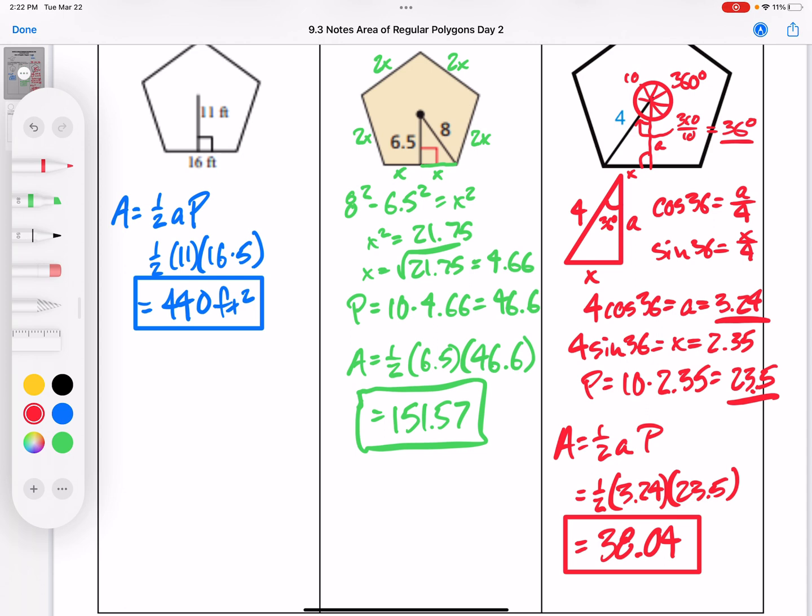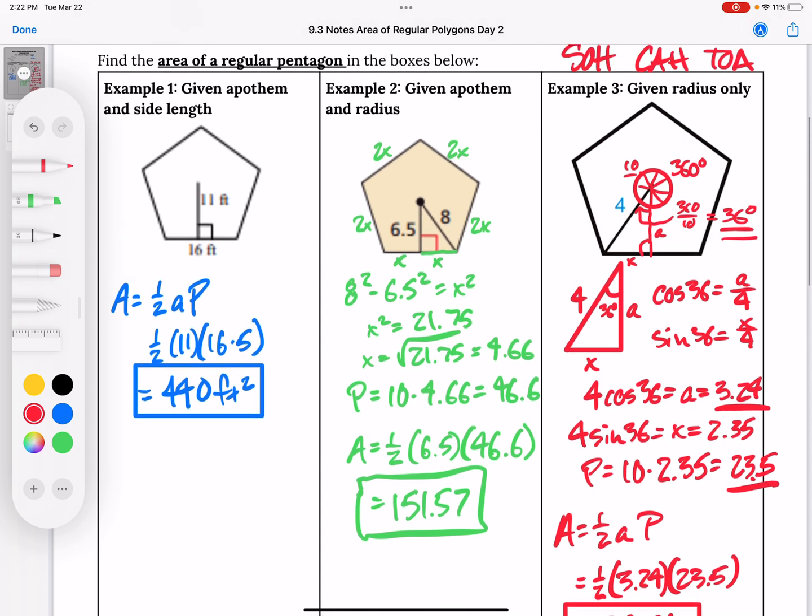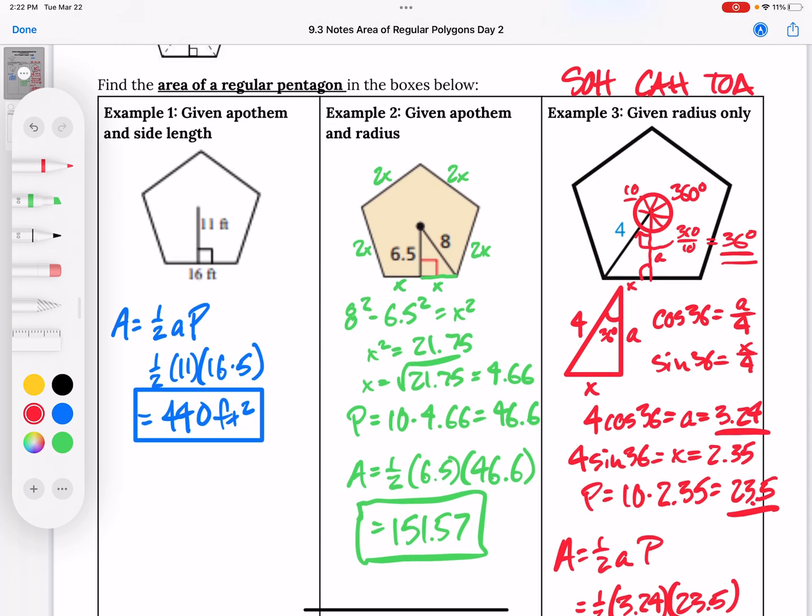So that's with the pentagon. Remember, I can divide this up into 10 such triangles. So I do 360 divided by 10 to give me the angle of 36 degrees. And then I know, using trig functions, SOHCAHTOA, cosine is adjacent over hypotenuse, and sine is opposite over hypotenuse. So that's how I know to set these two functions up.